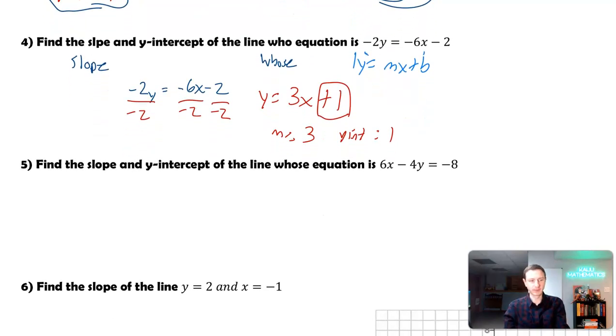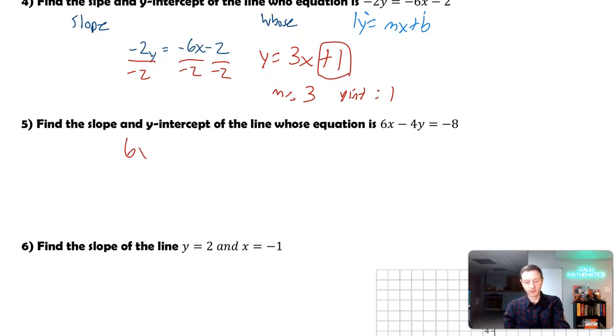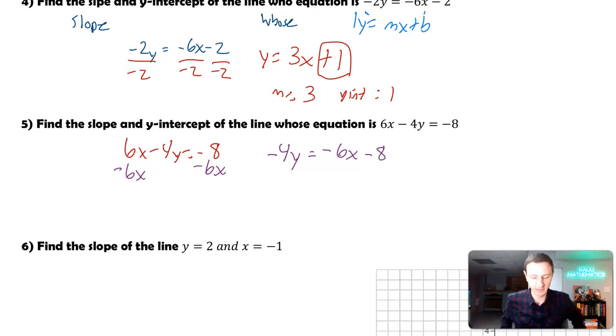This next example is a little bit more difficult because we have to solve for y, and it's not as easy. So we have 6x minus 4y equals negative 8. The idea here is that we solve for y. So I want to get rid of that positive 6x, which means I'm going to subtract 6x. I get negative 4y equals negative 6x minus 8. I write it that way because I want to get it in the form y equals mx plus b.